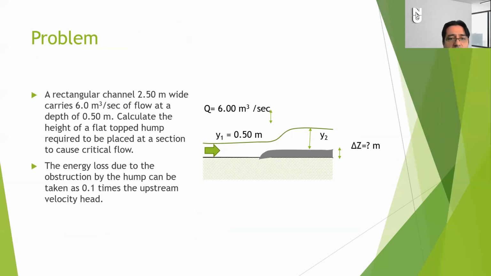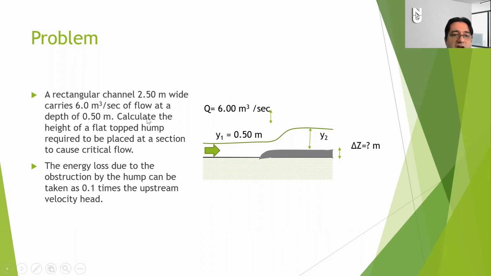So this problem is basically telling us that there's a rectangular channel and it is 2.5 meters wide. The width of the channel is constant through all the flow, and it carries a flow of 6 cubic meters per second. And the upstream depth is 0.5 meters. So this is the case that is given.